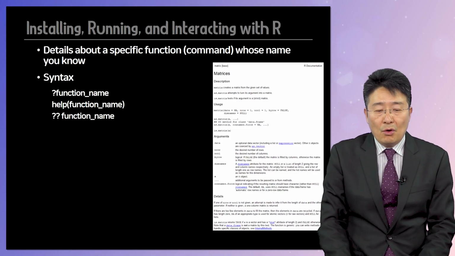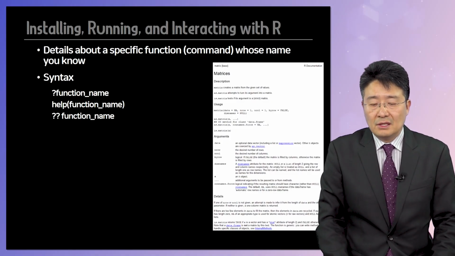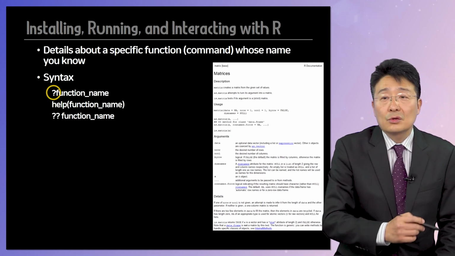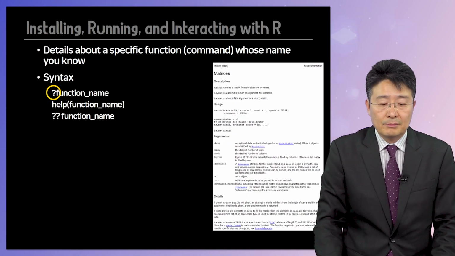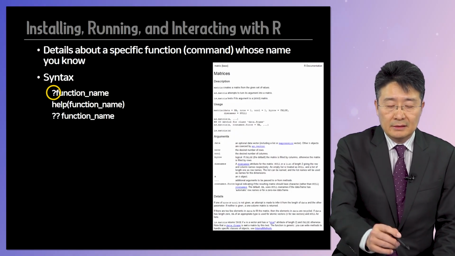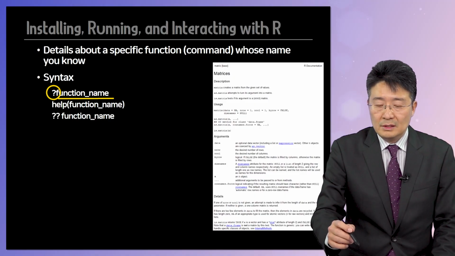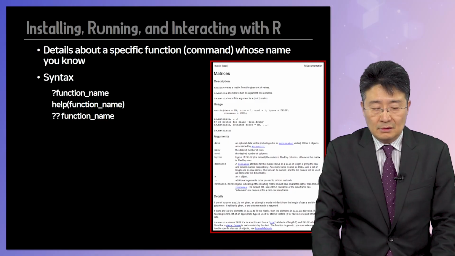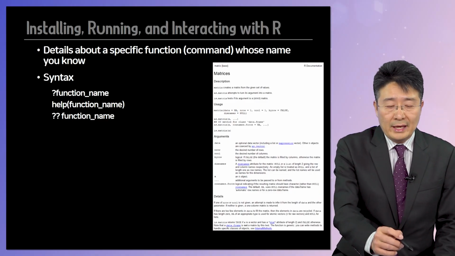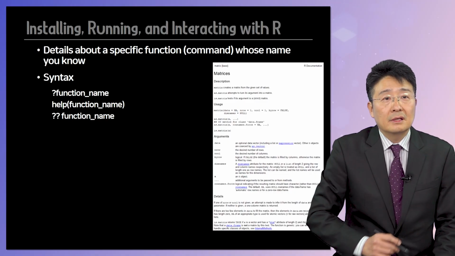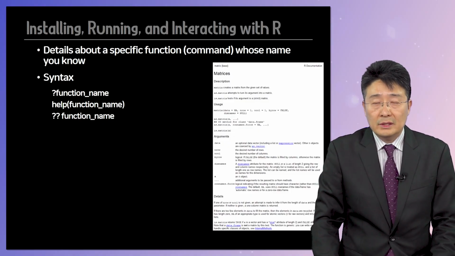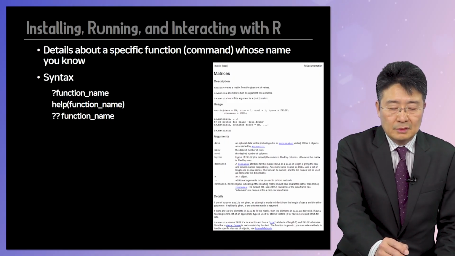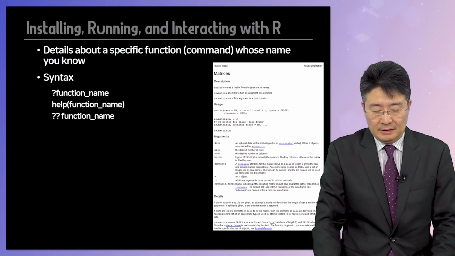If you want to get more details about a specific function whose name you know, you can put a question mark and the function name. Then you will bring up some manuals, as you can see on the right. Also, you can type help in your console with the function name. Also, you can put double question marks in here.